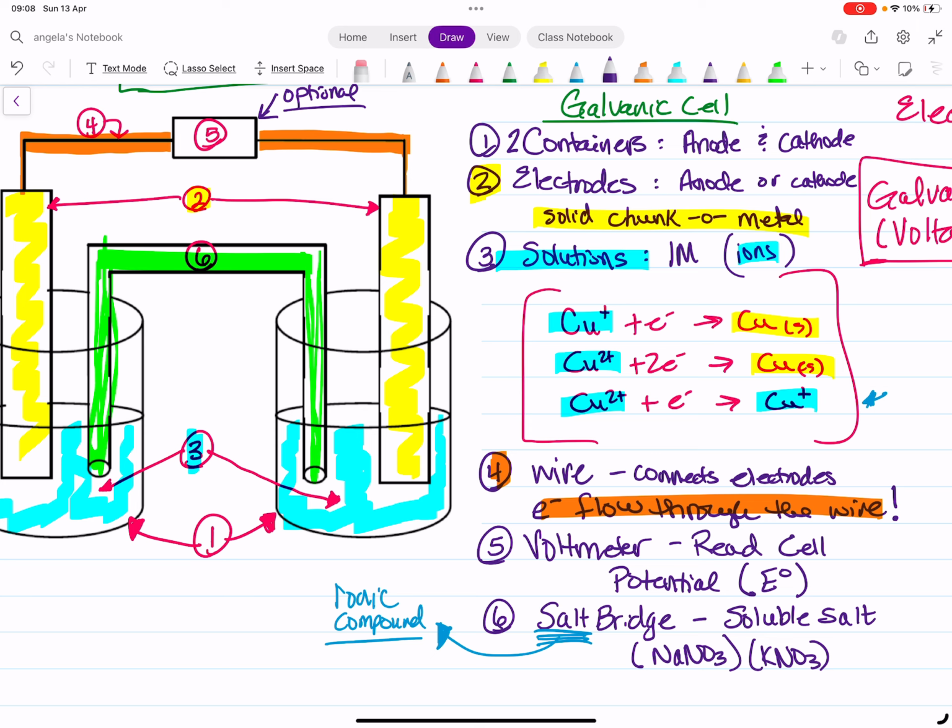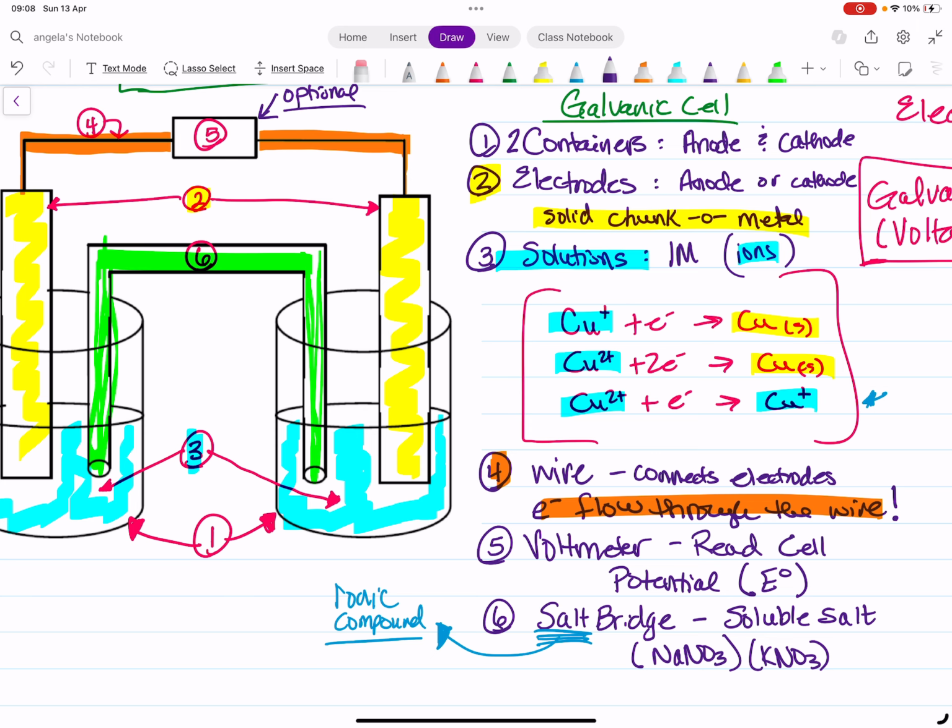Know your solubility rules. You want to pick one that you want to use all the time and just use it. Don't try to be fancy and switch it up to something different. Just pick one that you know. One of these two is perfect. These are great ions. They're 100% soluble all the time, and there's no question about it.